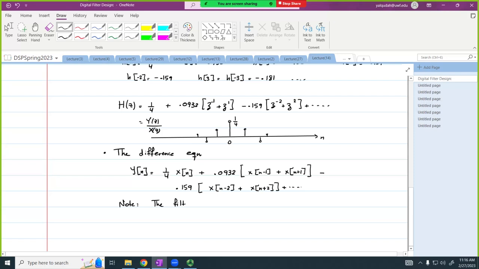the filter is ideal. And it has non-causal, and it has infinite length h of n, impulse response. Therefore, can we implement this filter? We cannot.